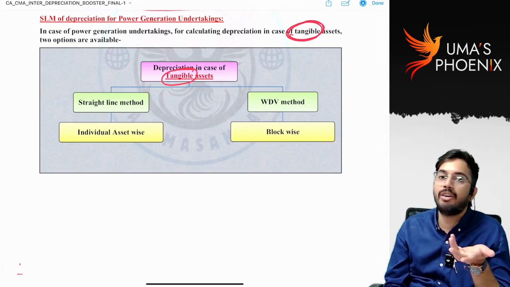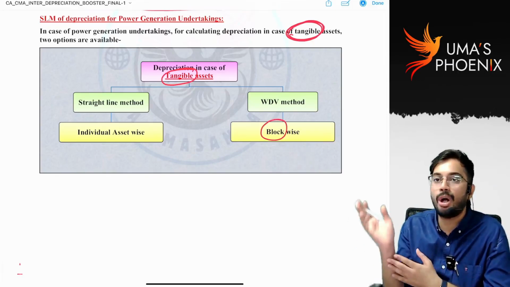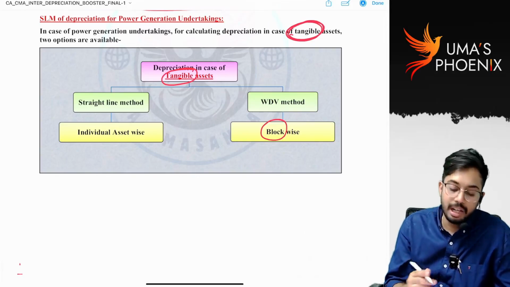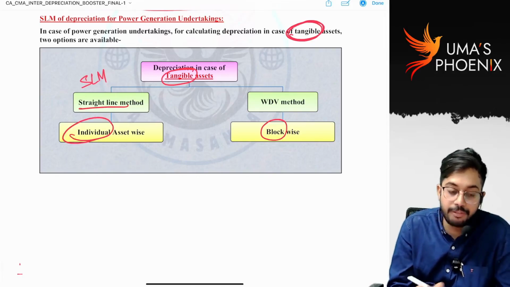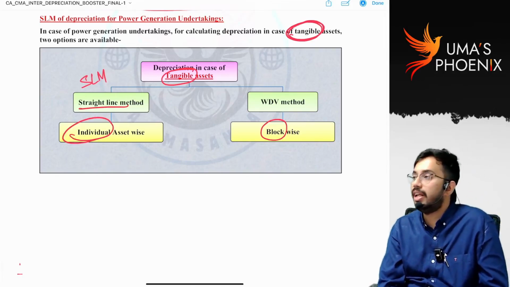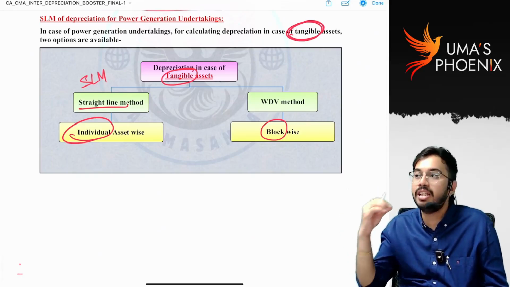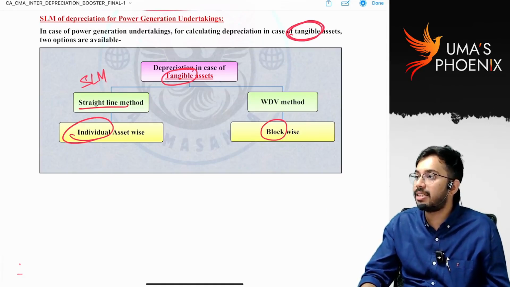If they follow the written down value method, they have to calculate depreciation block wise, whatever concept we have discussed till now. If they are following the straight line method, SLM, then they need to calculate depreciation for each asset individually. Is it clear? Just like how depreciation is calculated in accounts, in the same way depreciation is to be calculated even under income tax. Is it clear?